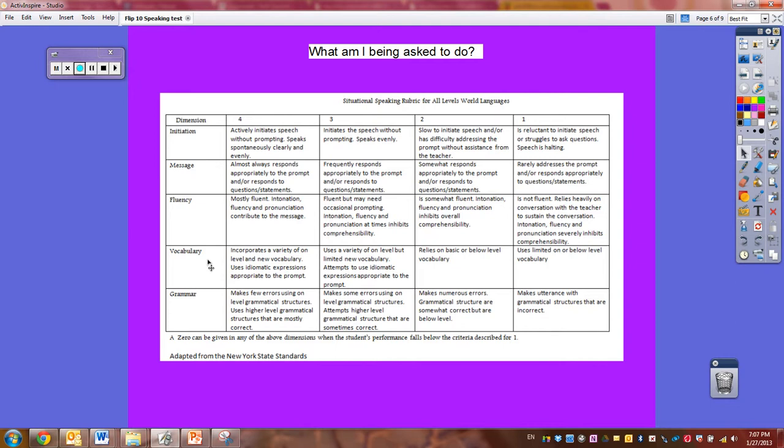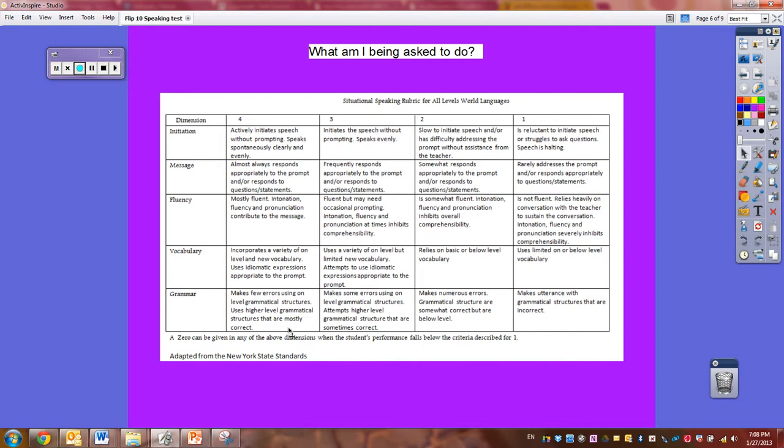Next is vocabulary. Did you use vocabulary that was from that particular chapter? Did you use idiomatic expressions? Well, if you are using the grammar from that particular chapter, chances are you're using an idiomatic expression. Anything with the subjunctive has idiomatic expressions tied to it. To talk about someone's age, tener number años, that is an idiomatic expression. So, do they appropriately respond to the prompt? Of course they do, if you're using the right grammar.